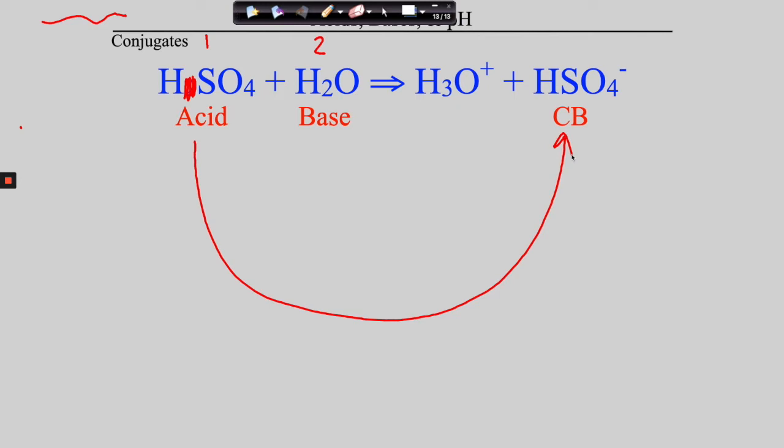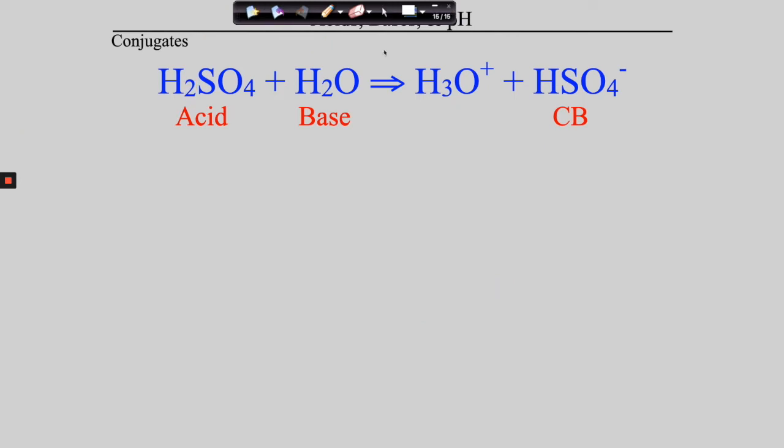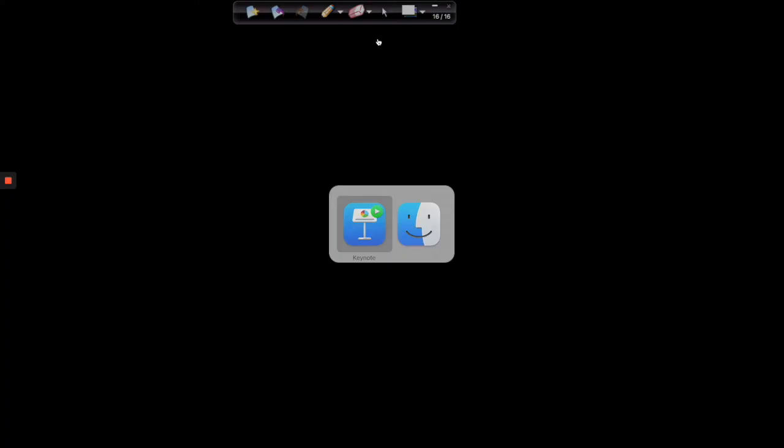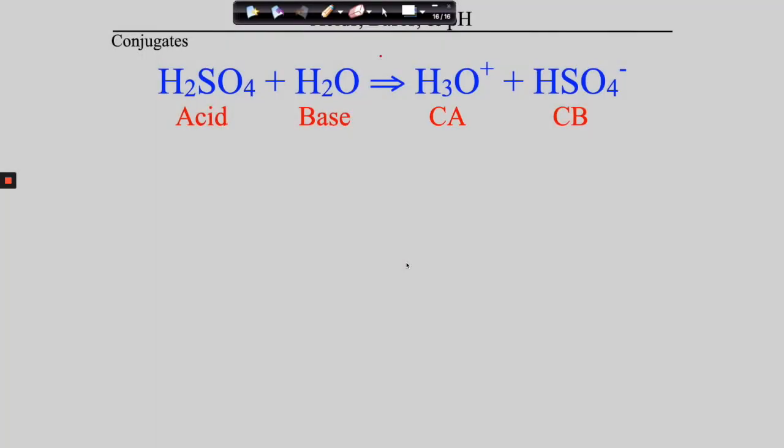So again, to find your conjugates, just go to the acid, take away the hydrogen, whatever's left, by definition, is the conjugate base, and then the other becomes the conjugate acid. So once again, looking at the left, find the one that loses the hydrogen. That's your acid. The other has to be the base. Then go to the acid, take away the hydrogen. Whatever's left over is your conjugate base. And then the last one left is your conjugate acid.